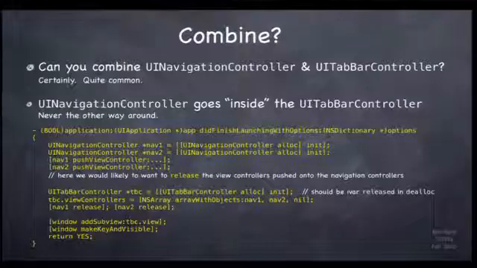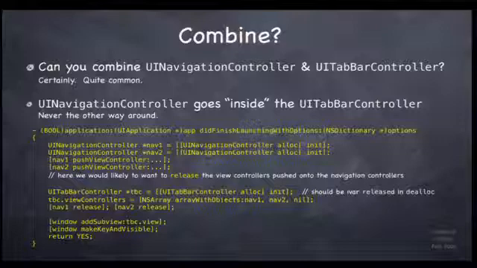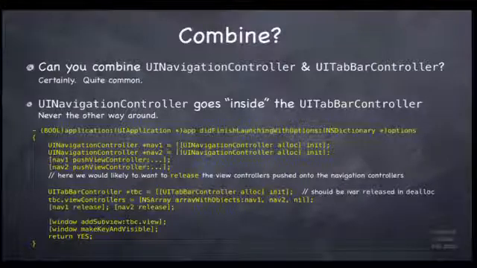I'm not going to go through this line by line, but the key part is that you can see down here, I'm creating the tab bar controller the normal way, but the array of objects that I'm setting as the view controllers for the tab bar controller are navigation controllers. See nav1 and nav2 that I created above? So that's how you do it. When you set the view controllers property on UI tab bar controller, those can be UI navigation controllers. But you wouldn't want to go the other way around. You wouldn't want to push a tab bar controller. Okay?